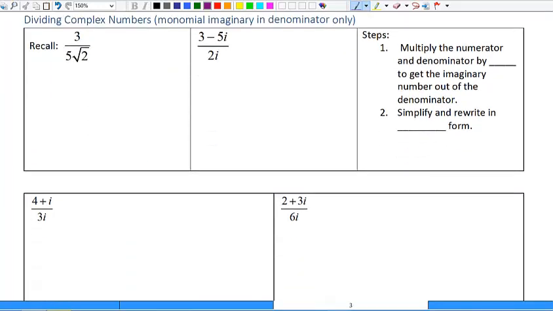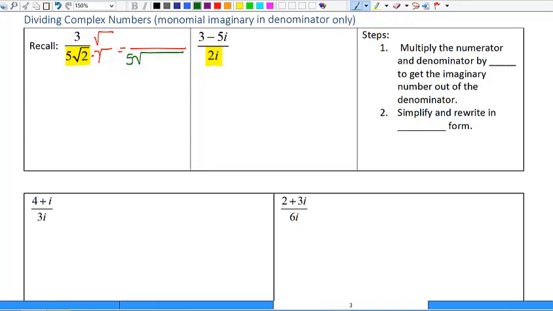First, we will divide complex numbers with monomial imaginary denominators only. This is a monomial because there's no adding or subtracting. Before I do that with imaginaries, I am going to remind you how to do it with radicals. On this problem, we're going to multiply by some radical in the numerator and some radical in the denominator so that we get something that we want.